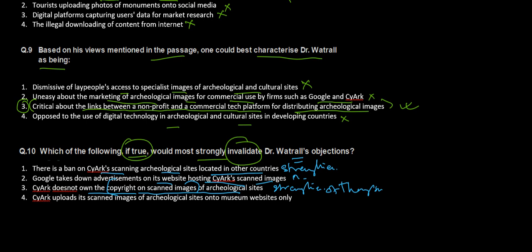And the last option says SciArc uploads its scanned images of archaeological sites onto museum websites only. And this is exactly what Wottrell is talking about. So Wottrell wants the images to be on the websites of the museums, and if this is done, then Wottrell's objections will be overruled. So it will be invalidated. So number 4, which is SciArc uploads its scanned images of the archaeological sites onto museum websites only, is the most appropriate option.